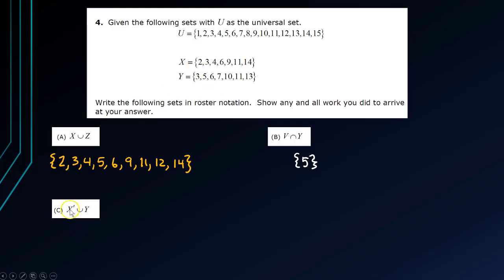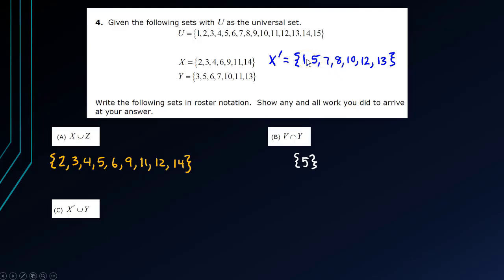So for X apostrophe, or X prime, the elements that are not in X, I'm just going to take the values that are in U that are not in X. And those would be 1, 5, 7, 8, 10, 12, and 13. So I'm looking at this set right here and Y. And again, I'm going to pick those that are in one or the other or both.